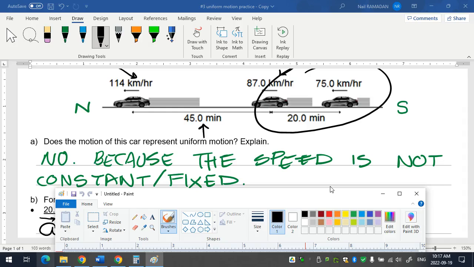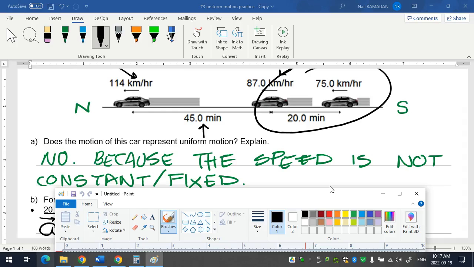I'm with you. But what if I did not care about them in two distinct intervals? What if I looked at the whole thing? What if I did not know that after 20 minutes they built up to 87? What if all I knew was they started at 75 and ended at 114? But how long did the whole process take now? 20 plus 45, which is what?